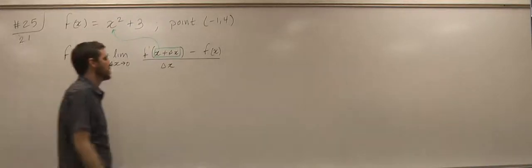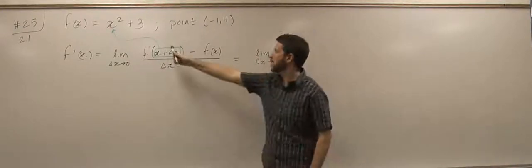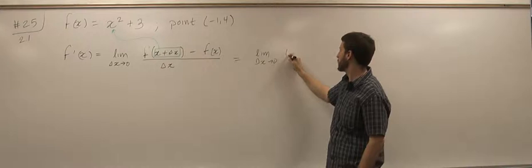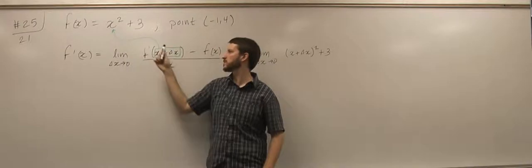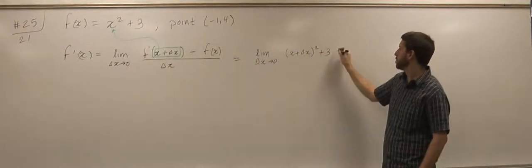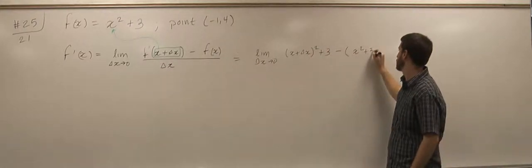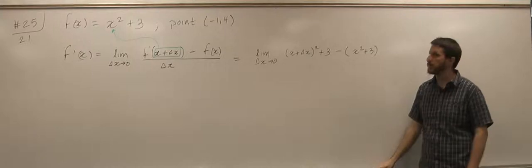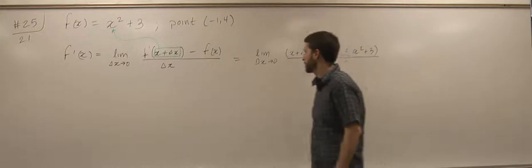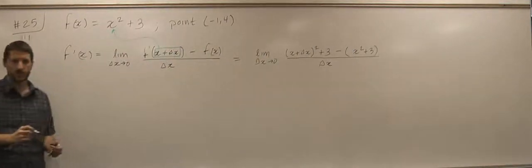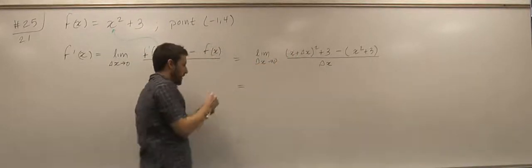That's step 1. So over here, we'll get the limit as delta x goes to 0 of x plus delta x squared plus 3. All right, you just replace this x with this x. Minus the function again. So minus the entire thing, x squared plus 3, all over delta x. That's it. Remember, hopefully you guys are good at this still.